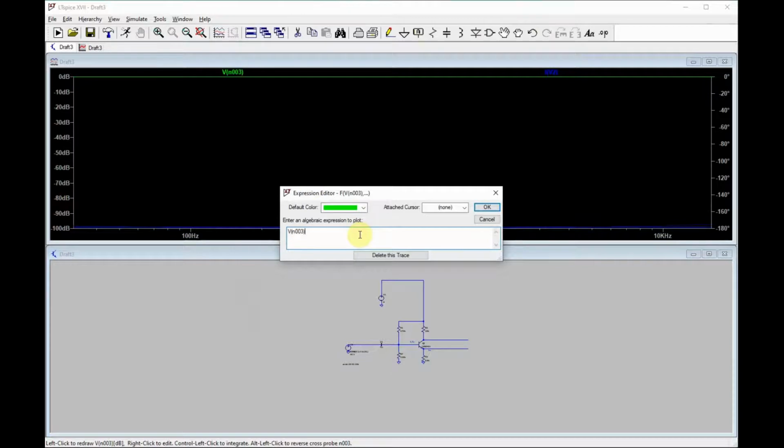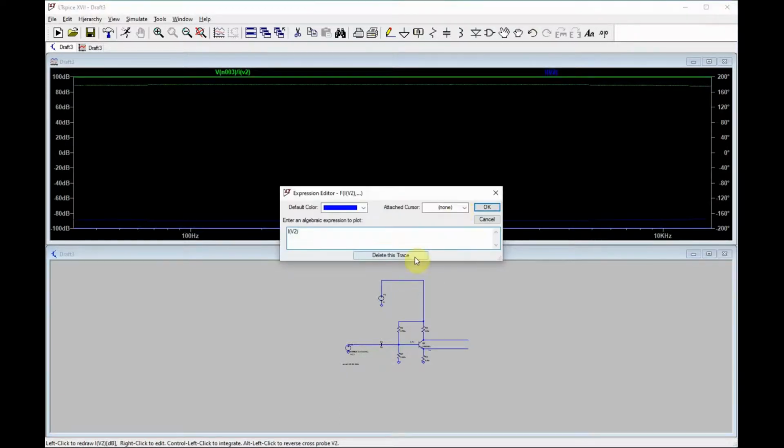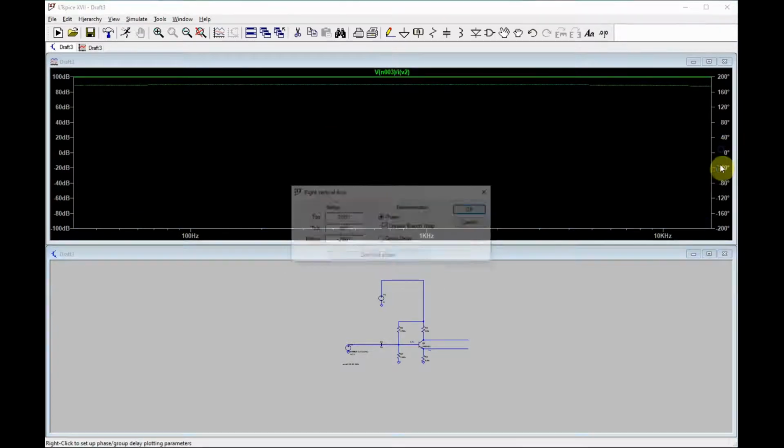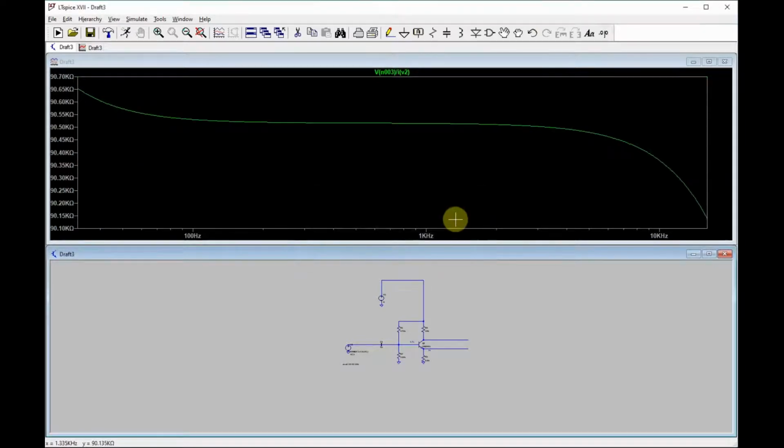All right, so divide by V2. Well, these are wrong. Okay, there we go. So this is going to be the input impedance. Let's get rid of the phase, the plot phase, linear. Okay, so we've got 90K. So our calculations were right. This is from 90.1 to 90.7. This exaggerates on the small scale, so that comes out okay.